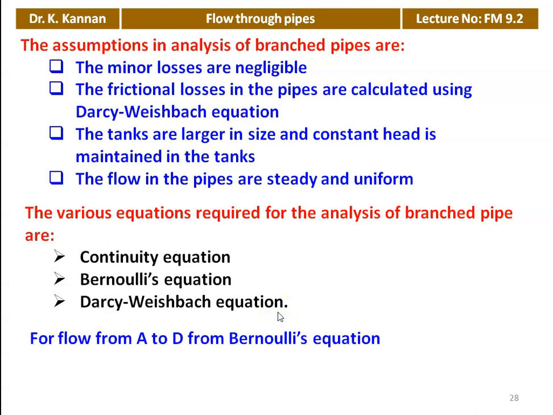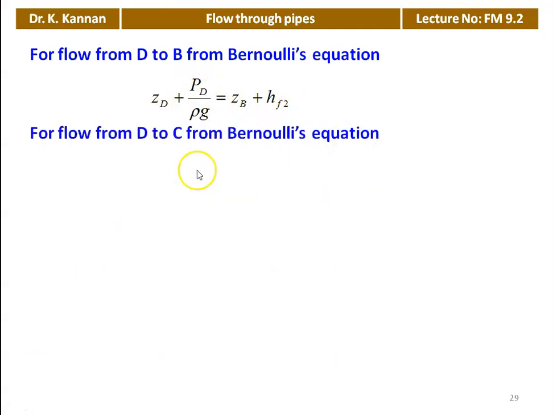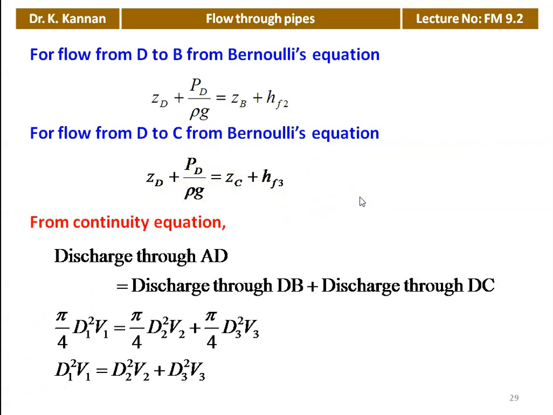For flow from A to D, Bernoulli's equation gives ZA equals ZD plus PD by rho G plus HF1. Similarly, for flow from D to B, ZD plus PD by rho G equals ZB plus HF2. And for flow from D to C, ZD plus PD by rho G equals ZC plus HF3. And from the continuity equation, the discharge through pipe AD equals the discharge through pipe DB plus the discharge through pipe DC. So we write pi by 4 D1 square V1 equals pi by 4 D2 square V2 plus pi by 4 D3 square V3, and simplifying, D1 square V1 equals D2 square V2 plus D3 square V3. This is a simple sample diagram given for calculating the loss of head or discharge through the pipeline.